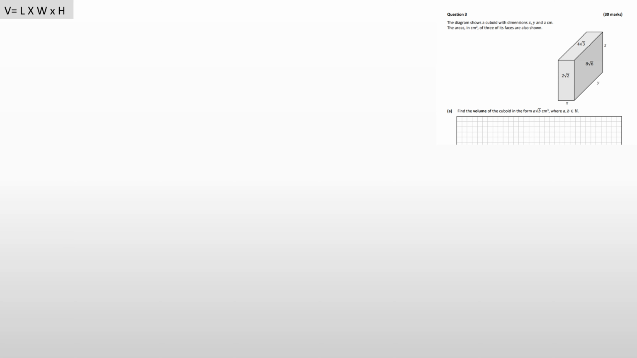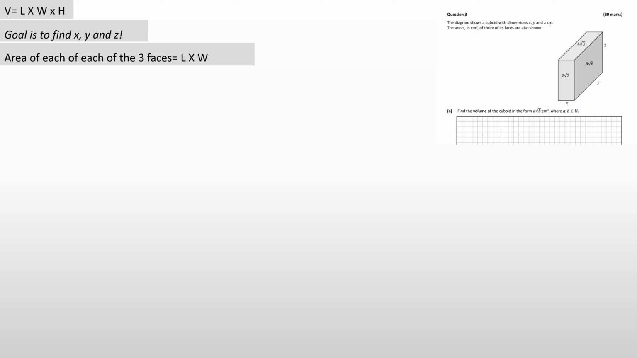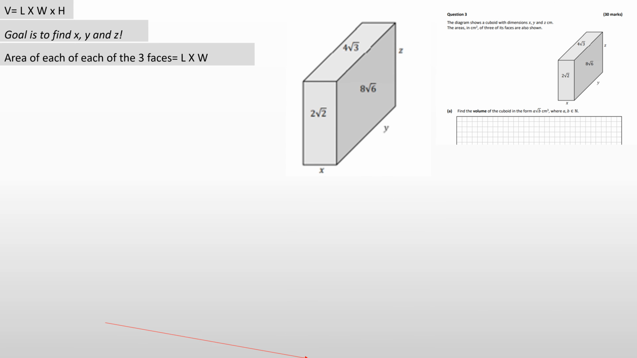Right, so that's the goal. And then we have to find x, y, z. We know that each of the areas is given to us: the 2 root 2, the 8 root 6, the 4 root 3. And we know that in maths, those are length times width, so they're equations. We can take each face, for example the first face, which is the xz face. It has a length of x and a width of z, and we know that's equal to 2 root 2. So we can write it in equation form, as shown there.